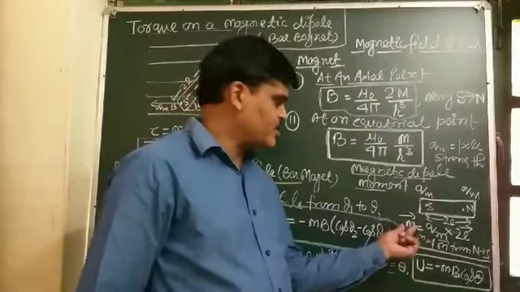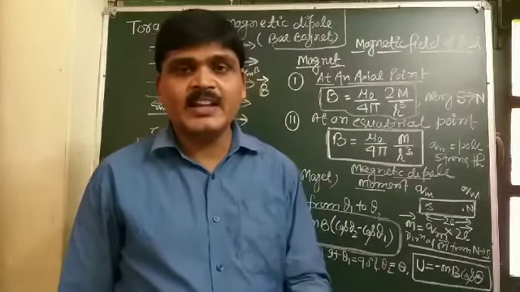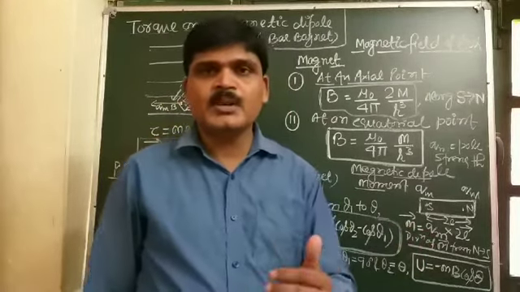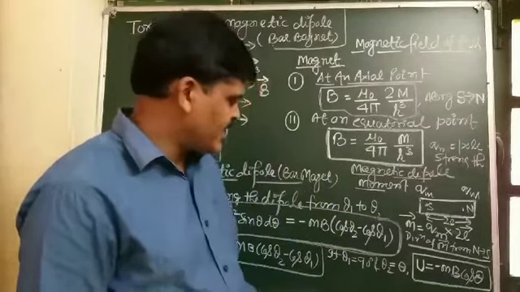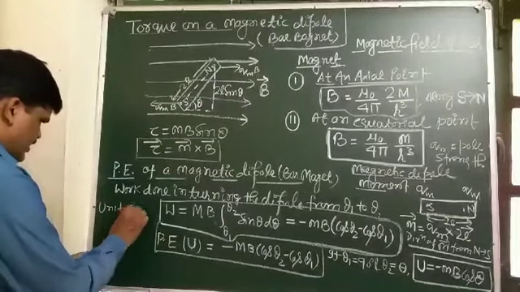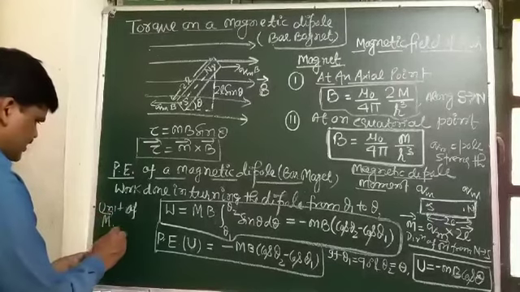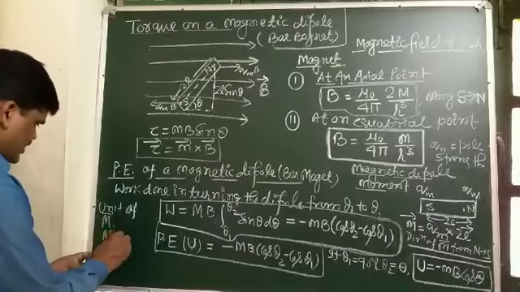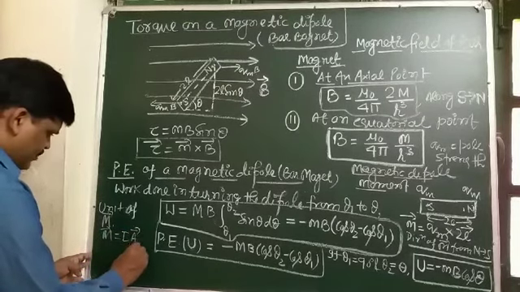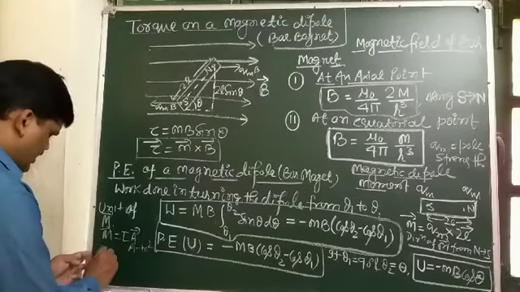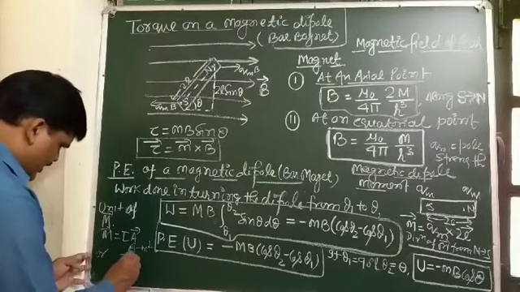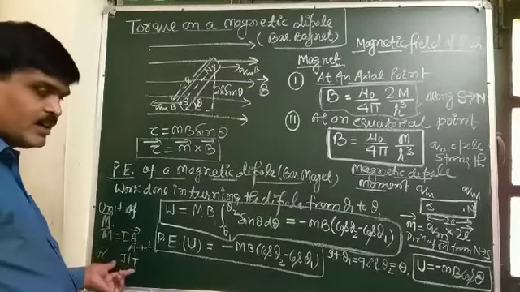And another formula you already know for the magnetic dipole moment is M equal to NIA. So the unit of magnetic dipole moment is ampere meter square, or another unit, joule per tesla.